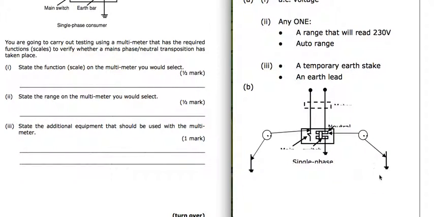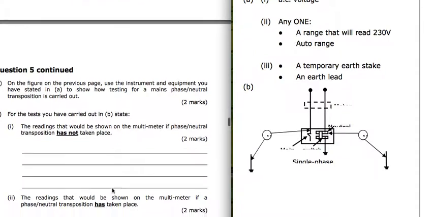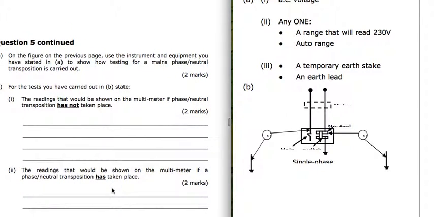So this drawing on the answer isn't very good, but there's our temporary earth stake and there's our earth lead, there's our voltmeter, and we're going to test at various different points that they're probably going to ask us here. So on the previous page, use the instrument and equipment you have stated to show how testing the mains phase neutral transposition is carried out. So you need to join one of the voltmeter leads to the neutral bar and one of them to the live side of the switch.